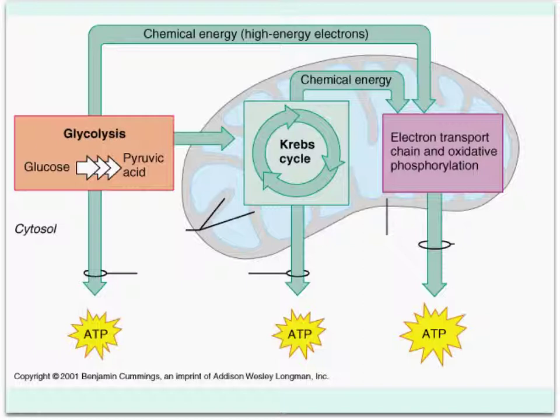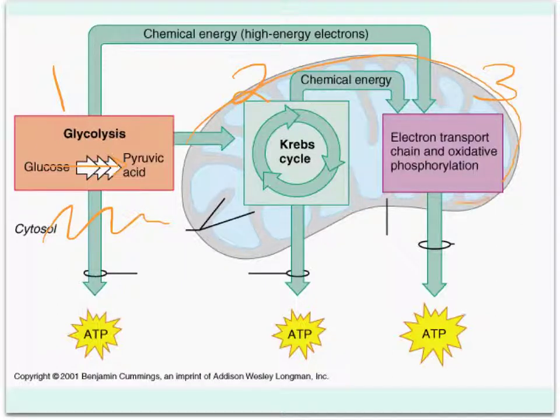Here's the big picture overall. We've got step number 1, step number 2, and step number 3. Glycolysis changes glucose into pyruvic acid. And it happens out here in the cytoplasm, not inside our mitochondria over here. So it happens just out in the cell. And that makes a little bit of ATP. Just 2. Not bad, but not great either.